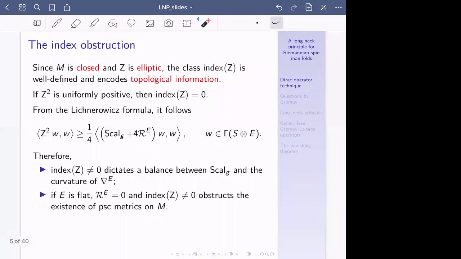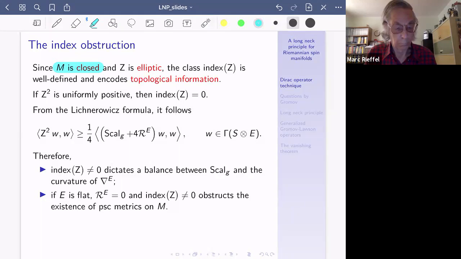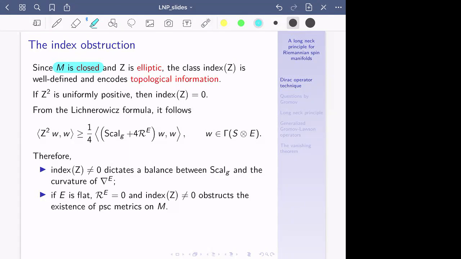Okay, so now since M is a closed manifold and the operator D is elliptic, then the index of the operator D is well defined. I mean, in general, this is going to be an element in the K-theory of the C*-algebra A, and it encodes topological information. Again, when E is a vector bundle, this topological information is given by the classical Atiyah-Singer index theorem and is given by a cohomological formula. And now I want to use the following fact that if D squared is uniformly positive, then the index is zero. And now from the Lichnerowicz formula, we deduce this inequality.